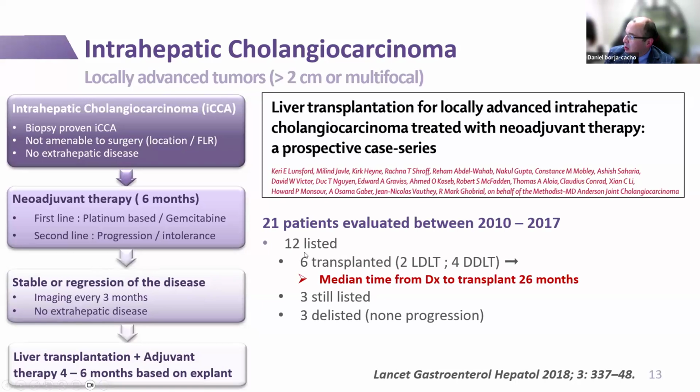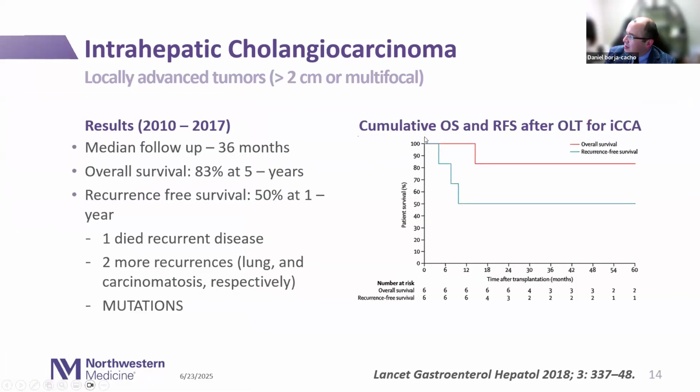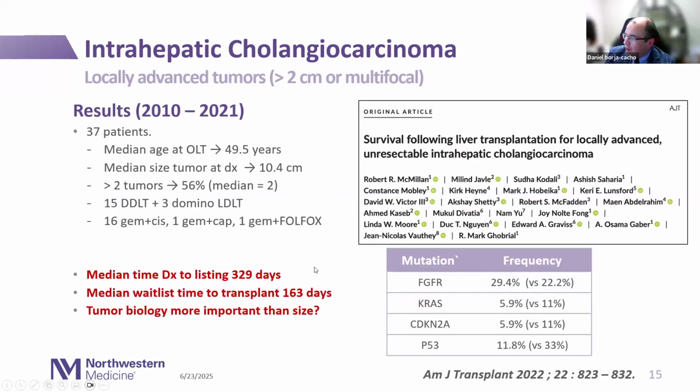21 patients were included and they transplanted 6. The primary outcome of this study was overall survival. You can see that 85% of the patients were alive after 5 years, and the disease-free survival at 5 years was 5. 1 patient died of recurrent disease, and 2 more recurrences that were able to be treated with therapy. For the first time, they start mentioning the role of mutations.